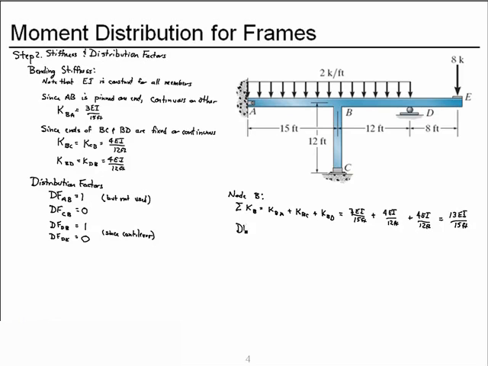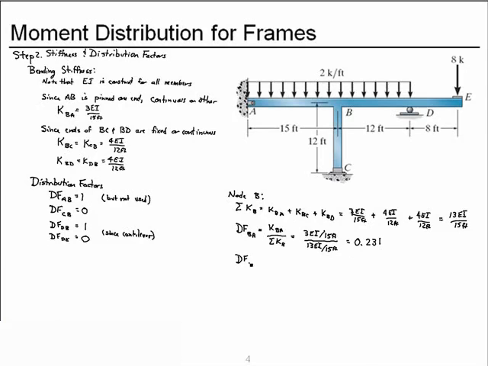So to find the distribution factor, the portion of unbalanced moment that goes back into member BA, we take the stiffness of member BA divided by the sum of all the stiffnesses at that node. We have 3 EI over 15 feet divided by 13 EI over 15 feet. The EI's cancel, the 15's cancel. The 3 over 13 is 0.231.